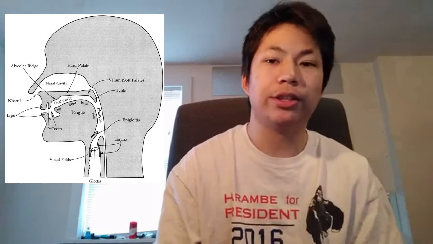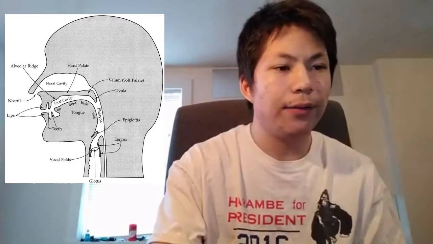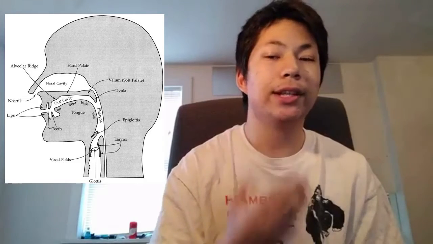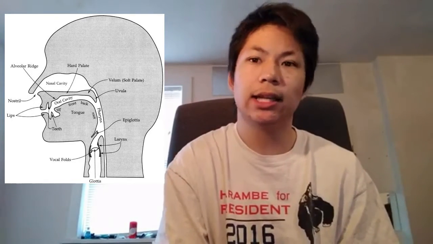The only difference between the two sounds is the voicing in the larynx. Alveolar is the rough part right after your teeth. Like if you put your tongue up and feel it, it's kind of rough and hard. This is where T and D are made a lot of the time, especially in English.